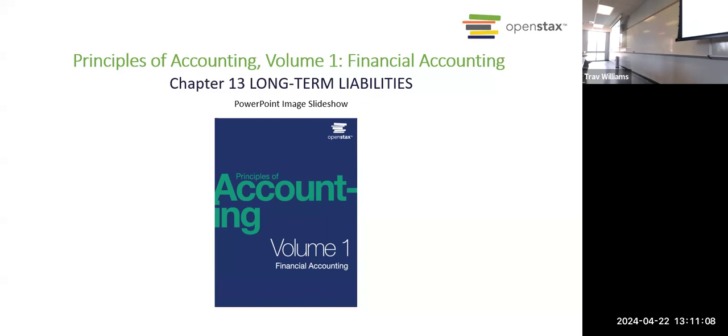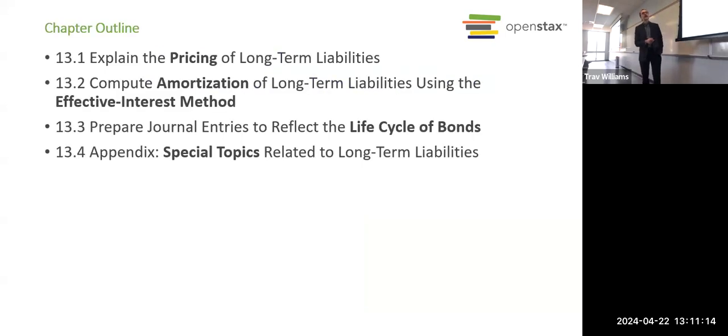No, okay. All right, so let's jump on in here, long-term liabilities. We've talked about current liabilities, right? We had a whole chapter on that, and obviously those are debts that are due within a year. Long-term liabilities are due in more than a year, right? So we'll learn how the pricing works. Long-term liabilities basically include loans, notes payable, and bonds.